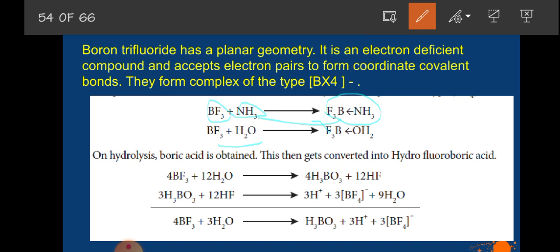Here also we are adding hydrogen fluoride to the boric acid. So this is also converted into hydrofluoroboric acid. So likewise, when boron trifluoride reacts with water, we obtain hydrofluoroboric acid. This is also one of the properties of boron trifluoride.